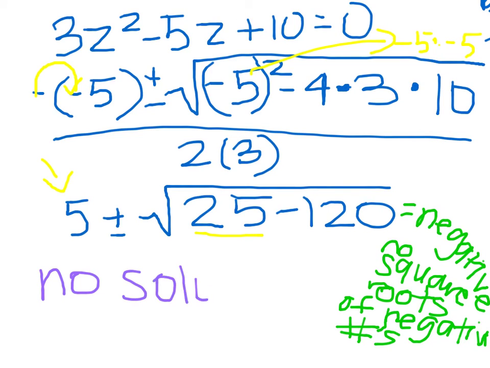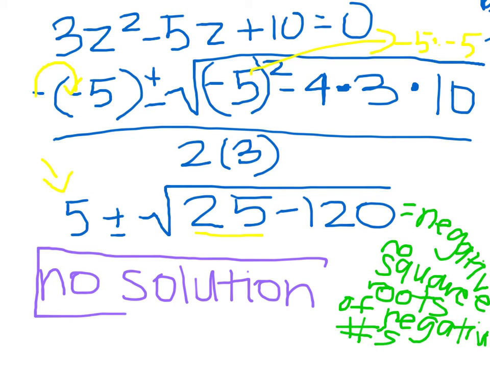And that's how far we can go. We can't go any farther when what is inside the square root turns out to be a negative, since we're not going to square root negatives.